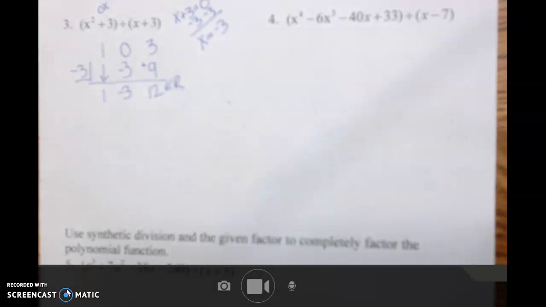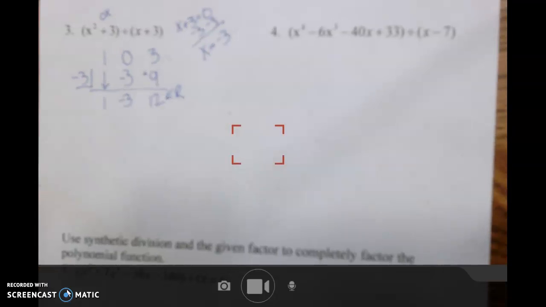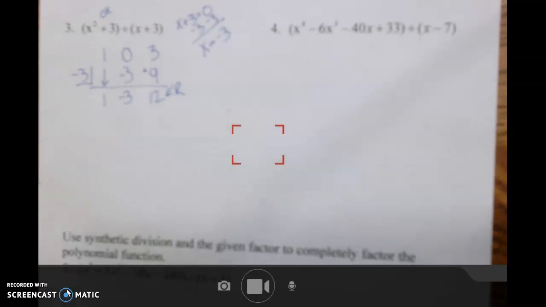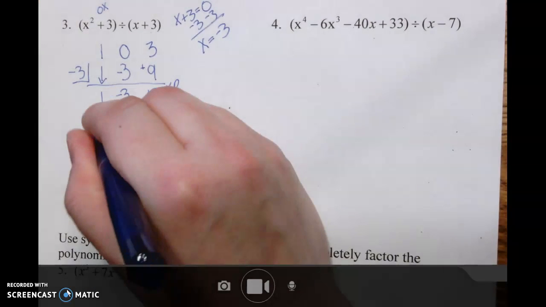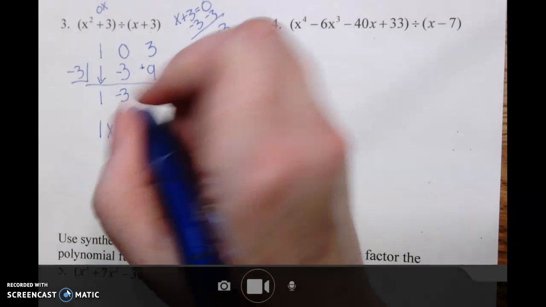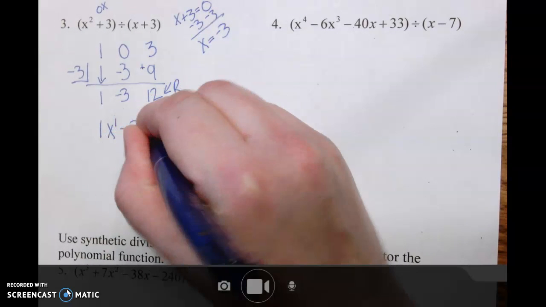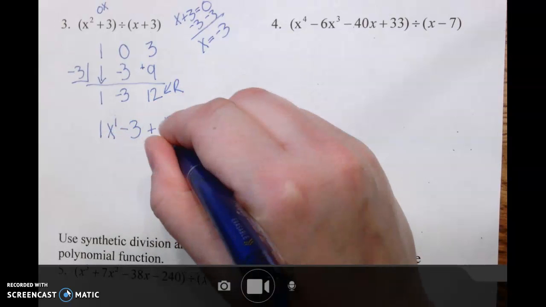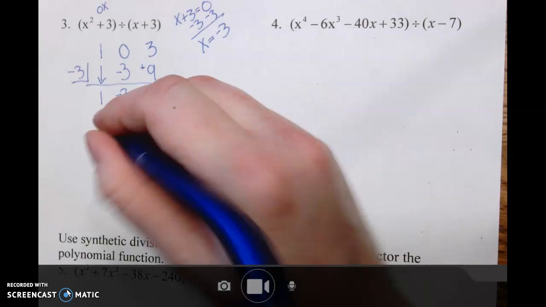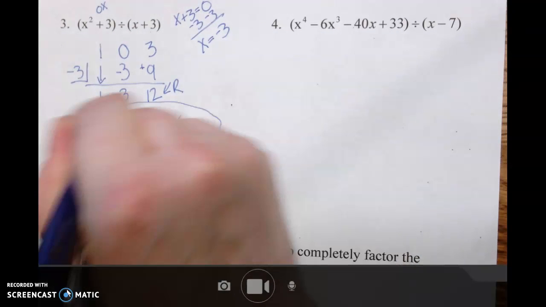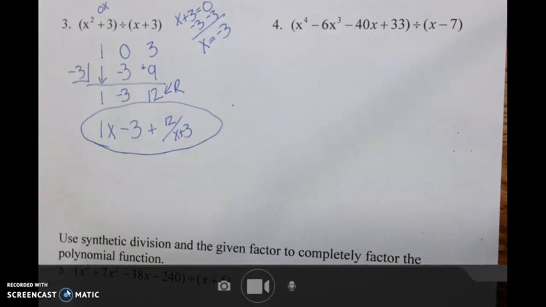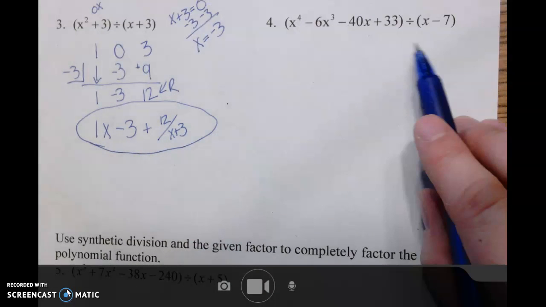And so because our polynomial is always one less degree, we have x to the first power, so 1x to the first power, it was originally x squared, minus 3 plus a remainder of 12 over x plus 3 because we're dividing by x plus 3. And you don't need to write a 1 as the first power, you can if you want to, but this is your quotient.